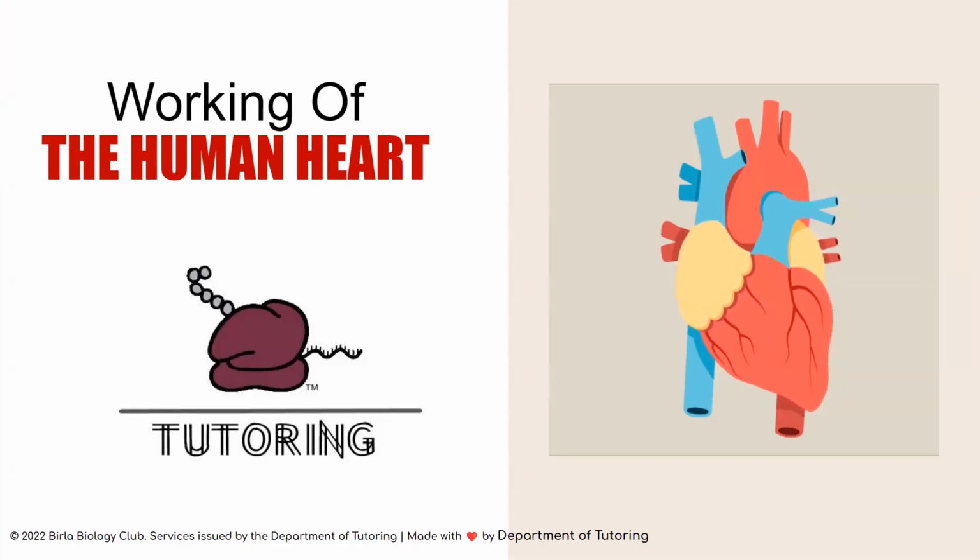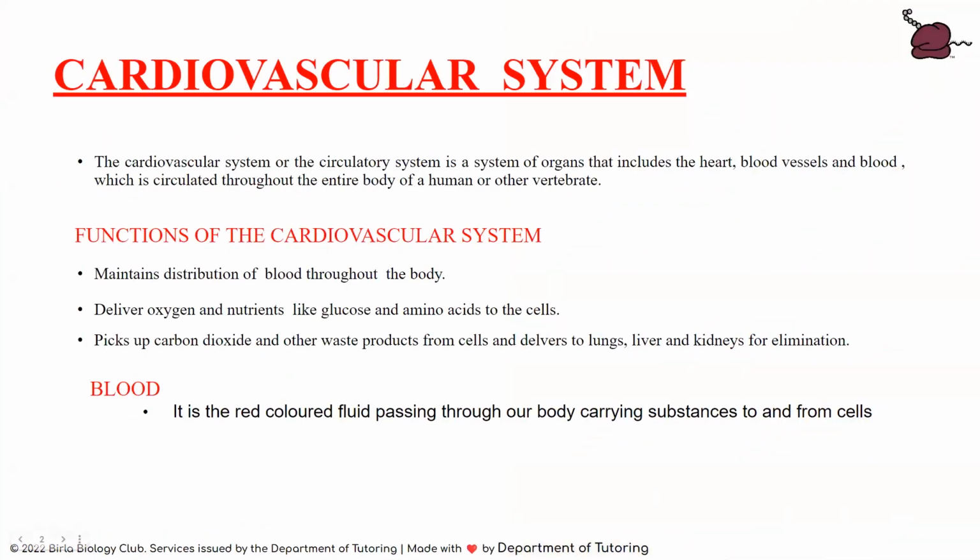Today we'll be talking about the pumping organ of our body, the heart. We'll start off with the basics from the blood vessels, and then to the structure and functioning of the heart. So let's have a quick look at the cardiovascular system. The cardiovascular system or the circulatory system is a system of organs that includes the heart, blood vessels and blood, which is circulated throughout the entire body of a human or other vertebrates.